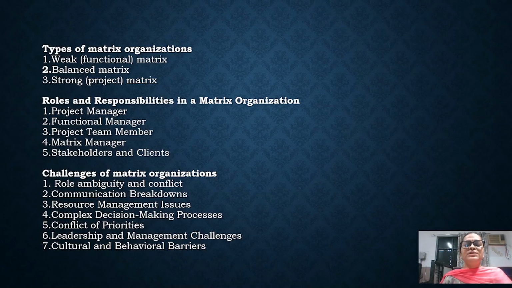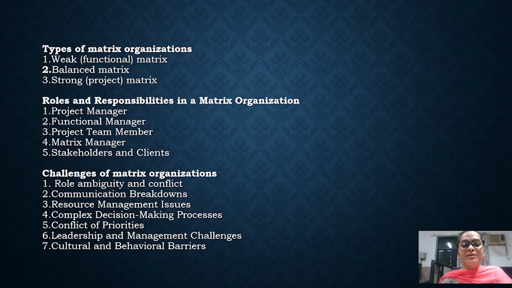Now, the last is the strong or project matrix, which means this type of organization empowers project managers, right? Under weak matrix, the functional manager was in power. Under the balanced matrix, there was a balance between the two. Under the strong, or we can say project matrix, it will give more power to the project managers, right? This structure prioritizes project success and responsiveness to project-specific needs, while functional departments provide specialized support and guidance to the project managers.